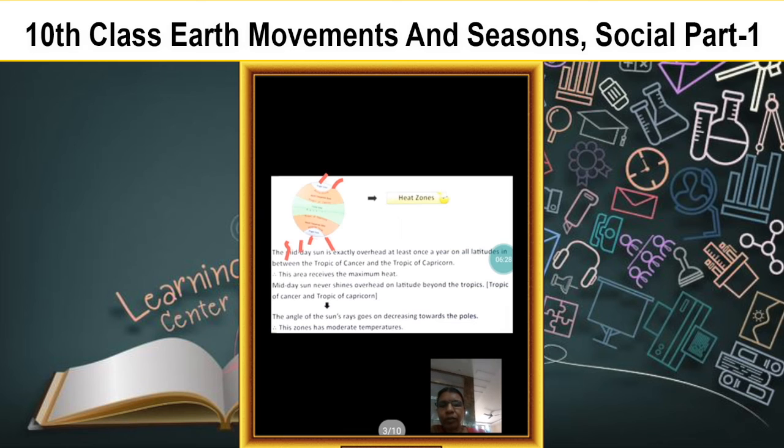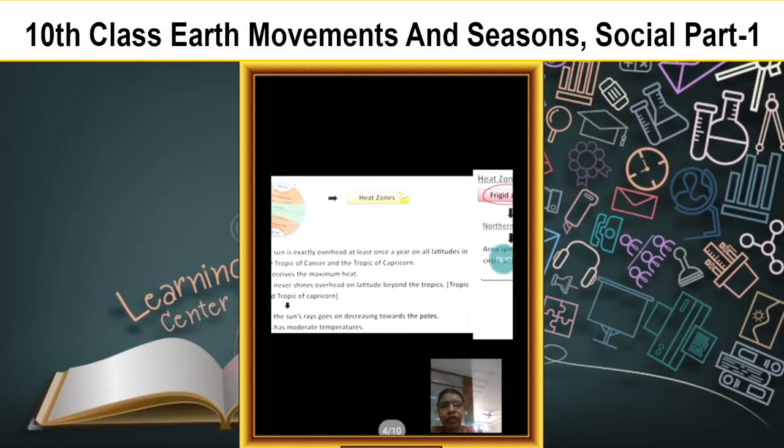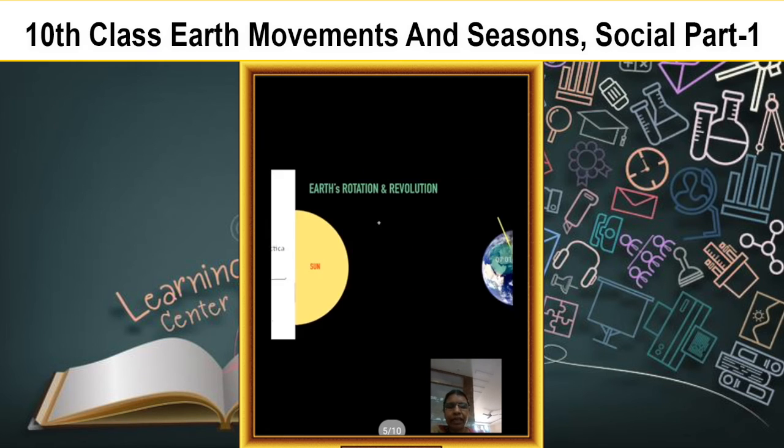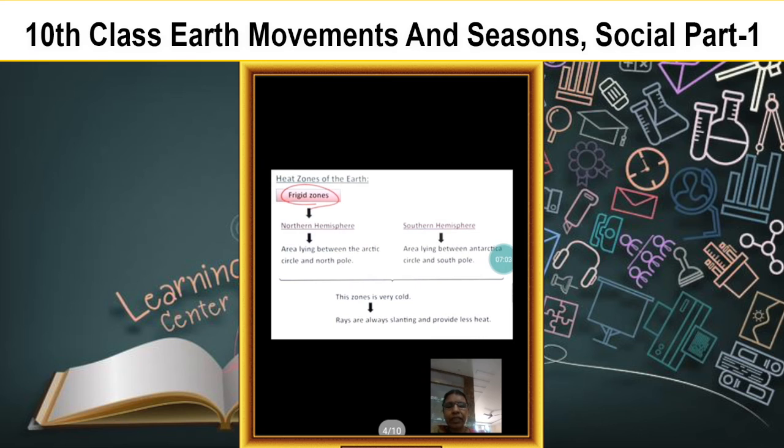Is it clear, children? Now, South Pole and North Pole. Here the sun's rays never go, it goes on decreasing. Why are these places very cool? Because rays are always slanting and provide very little heat. There is no possibility of the sun's rays to fall on this area at the frigid zone. Because of this, this is called the frigid zone.